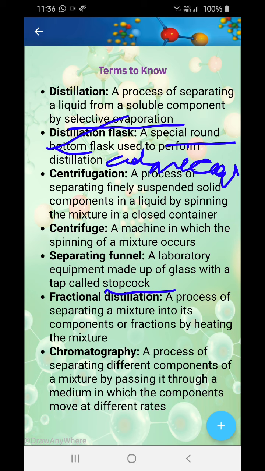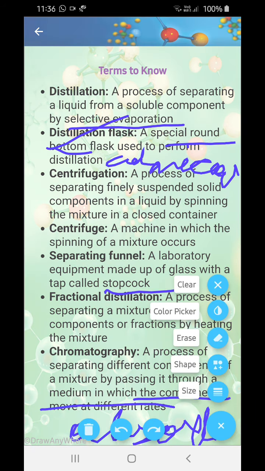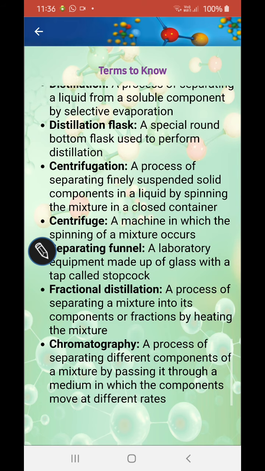Okay, chromatography, the process of separating different components of a mixture by passing it through a medium in which the components move at different rates. Components have the property of absorption at different rates. Okay, suppose red ink and blue ink. Red ink is absorbed faster, okay, and it gets deposited at the top of the chromatography paper, and blue ink is slower, so it gets absorbed at the bottom of the paper. Okay, you can have other objects also, but that you will learn in higher classes.